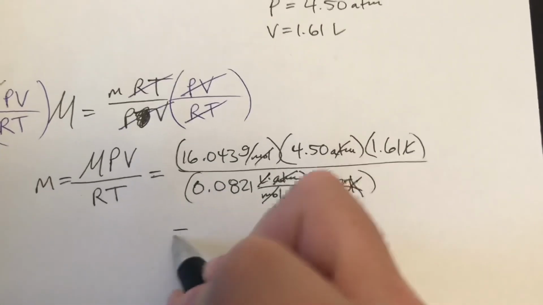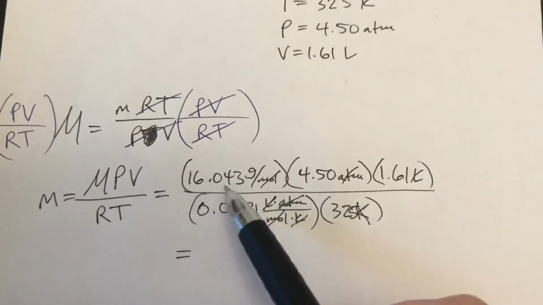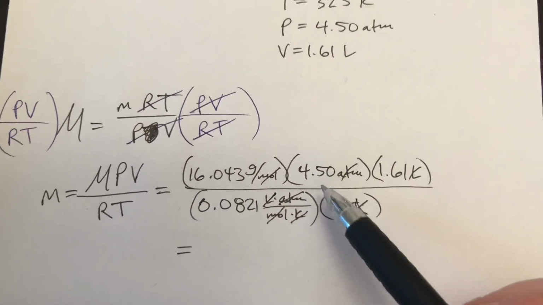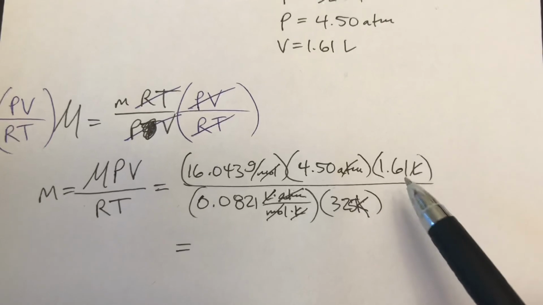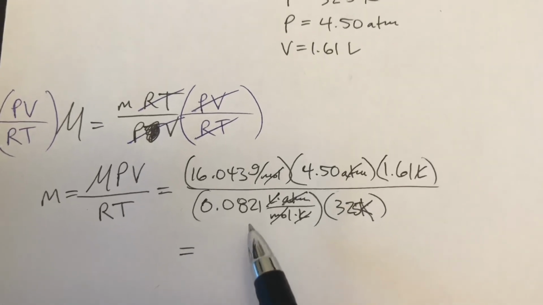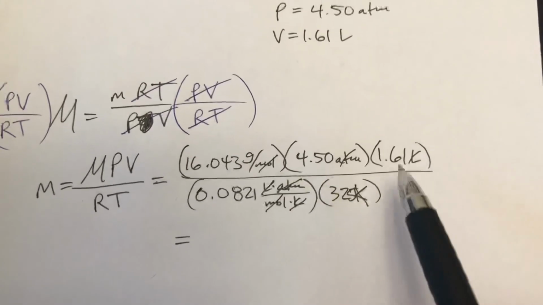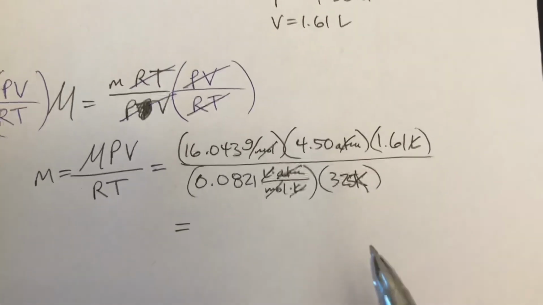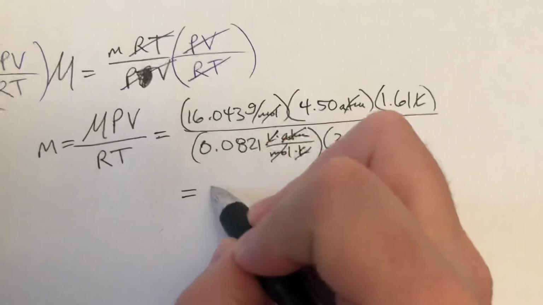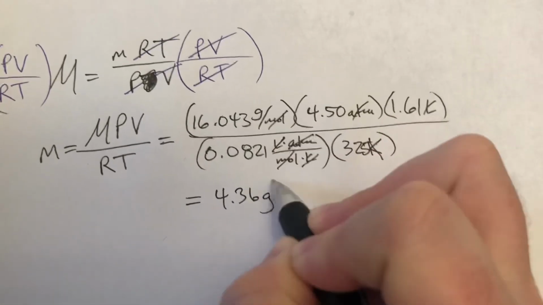If you plug everything in, again, I would type 16.043 times 4.5, hit equals, times 1.61, hit equals, divided by 0.0821, hit equals, divided by 325, hit equals. Again, multiply anything into the top, divide anything into the bottom, hit equals a lot. Anyway, the answer you get is 4.36 grams.